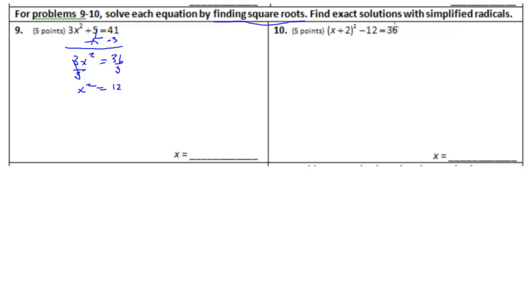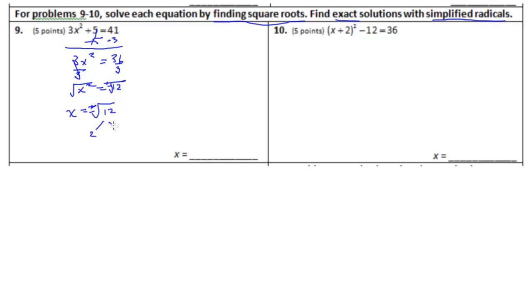Now, it does say we need to find exact solutions as simplified radicals. So we're going to take the square root of both sides. Remember, plus or minus. So we have x on the left is equal to the square root, plus or minus, of 12. Now this 12, we need to be sure we have it simplified.